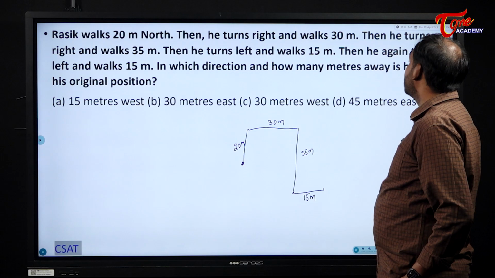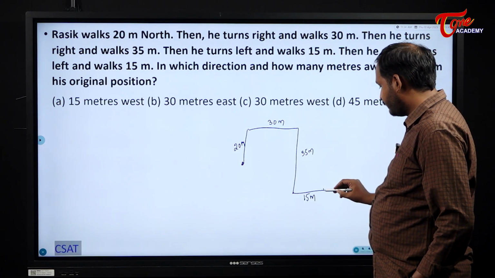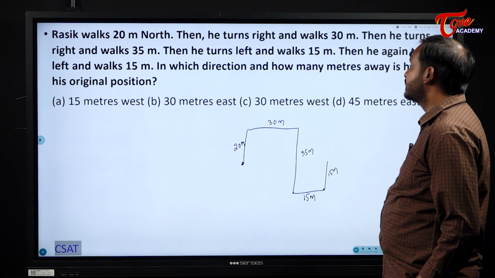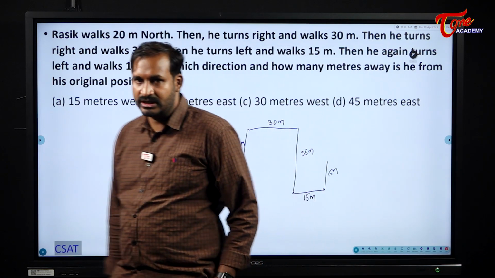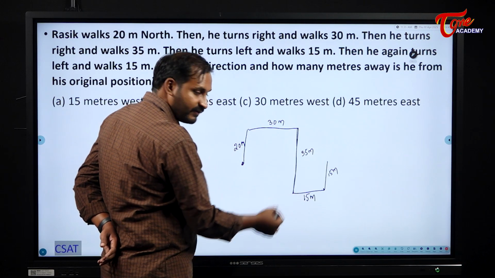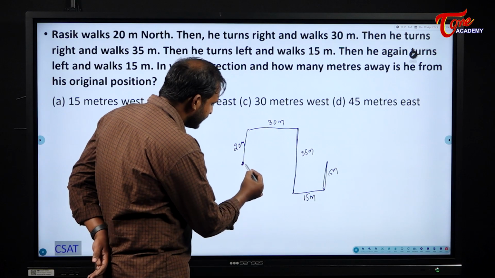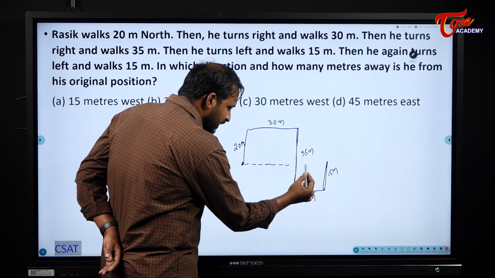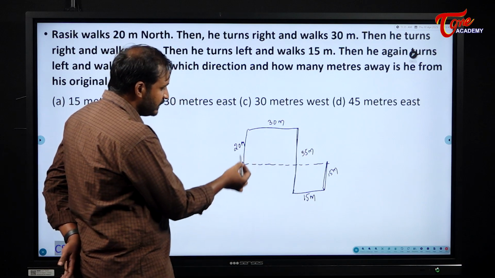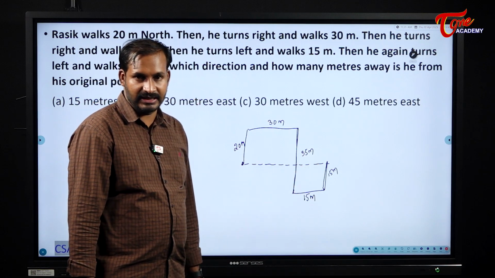Then he again turns left and walks 15 meters. Now see here, 15 meters. I will draw for the time being 15 meters. In which direction and how many meters away from the original point? Now please see here, students. What is this overall? This is 35. This is 20 and this is 15. That means what is happening here? Indirectly, these 2 points are in a straight line to each other, right? Why? Because this overall is 35, this is 20 and this is 15. That means these 2 points will be in a straight line.